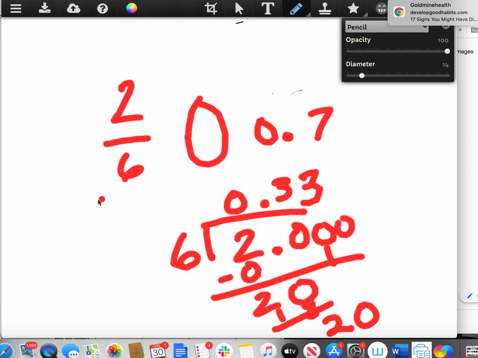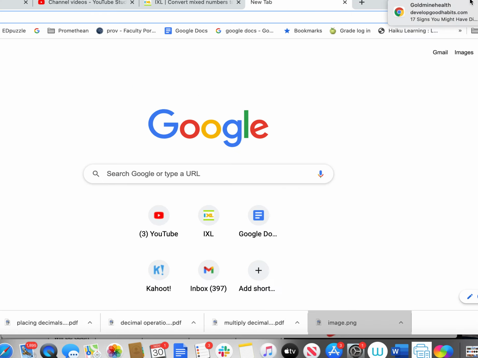So on this side, I'm going to have 0.33. And on this side, I have 0.7 or 7/10. So I compare 0.3 and 0.7. The 7's bigger, so automatically 2/6 is less than 7/10. So I have to convert one of them to be able to see my answer, to be able to figure it out. All right, let's look at another one.